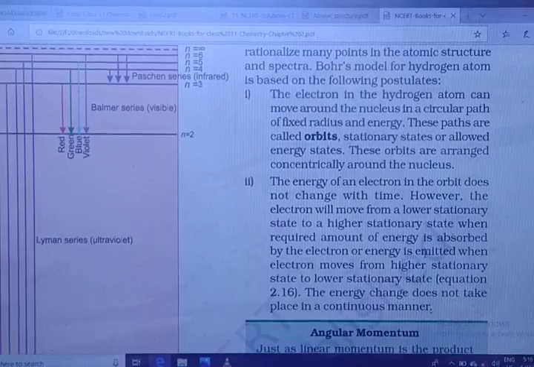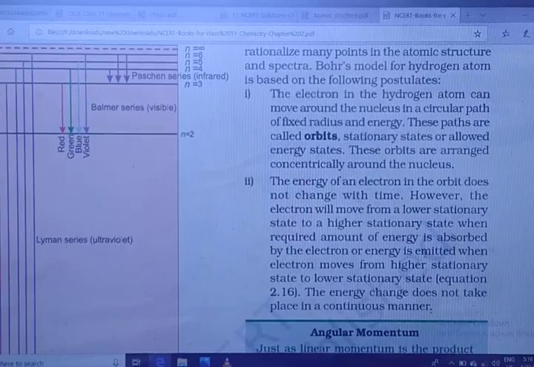However, the electron will move from a lower stationary state to a higher stationary state when the required amount of energy is absorbed by the electron, or energy is emitted when the electron moves from a higher stationary state to a lower stationary state. What does it mean? The energy change does not take place in a continuous manner.